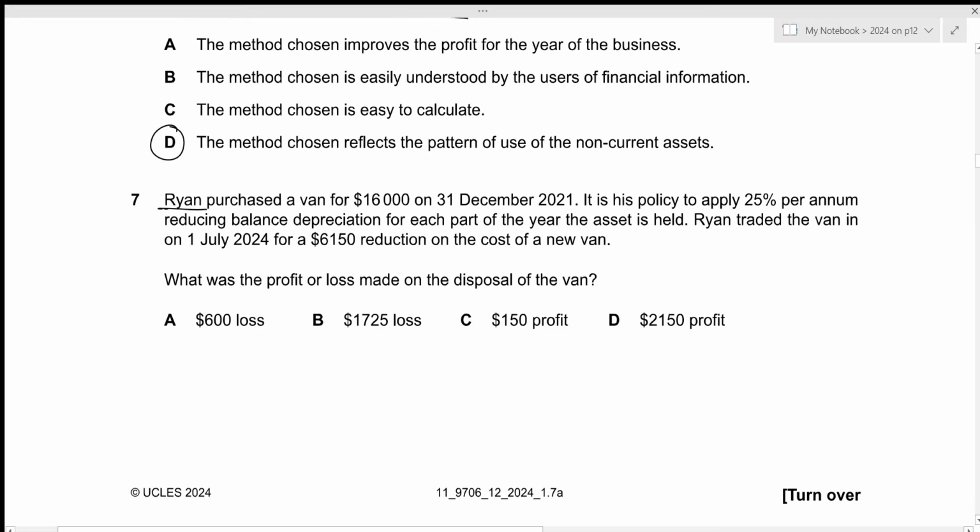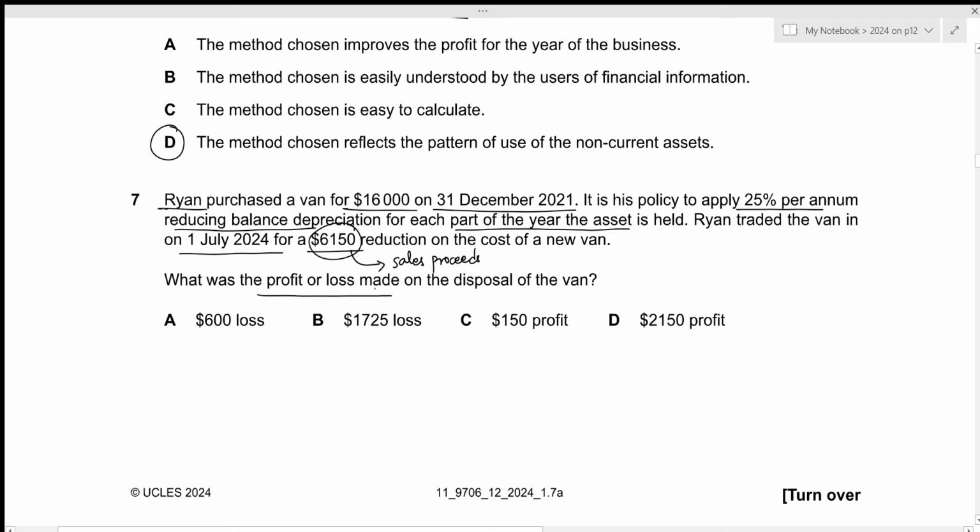Ryan purchased a van for 16,000 on 31st December 2021. It is his policy to apply 25% per annum, reducing balance depreciation for each part of the year the asset is held. Ryan traded the van in 1st July 2024 for a 6,150 reduction on the cost of a new van. So while purchasing new van, he did not have to pay this amount because this was settled by the sale of the existing van. So this is our sales proceeds.